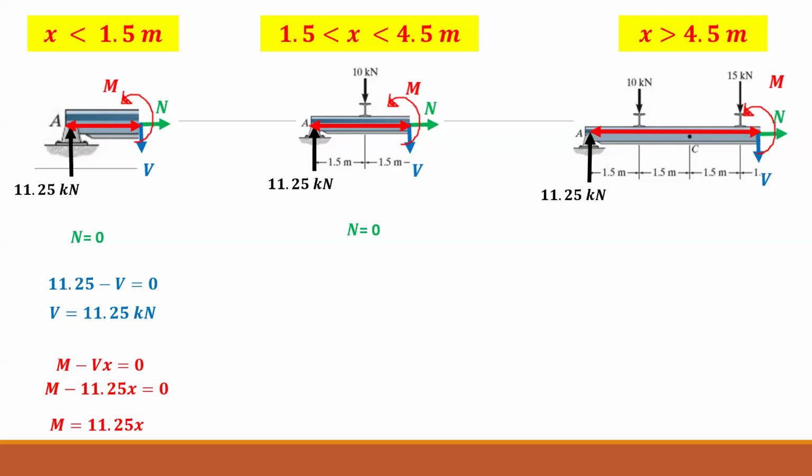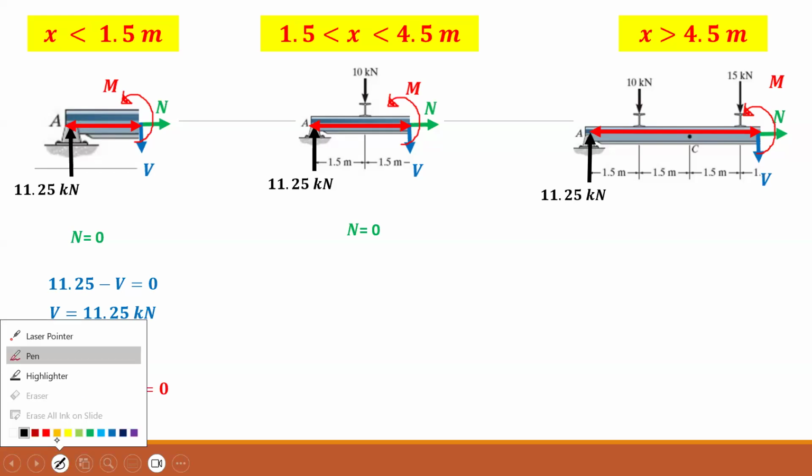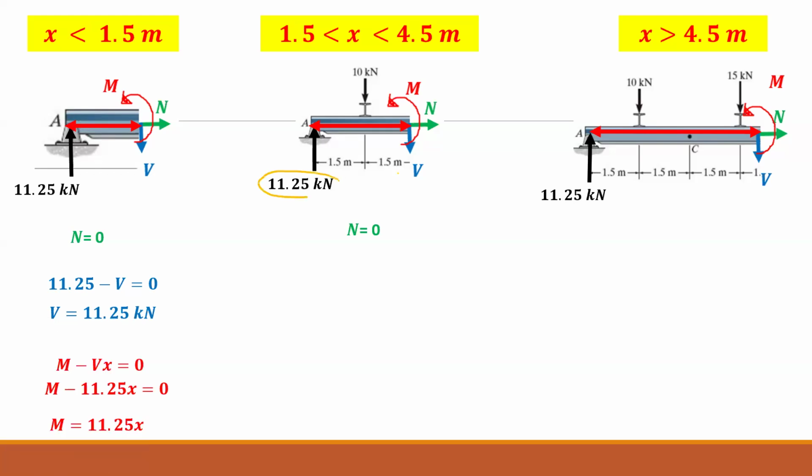How about the V? So these are the vertical forces. You have three vertical forces. When you consider the vertical forces, 11.25 is upward, 10 is downward, V is downward, so this equals 0. So we get V as 1.25 kilonewtons. Do you get the same?